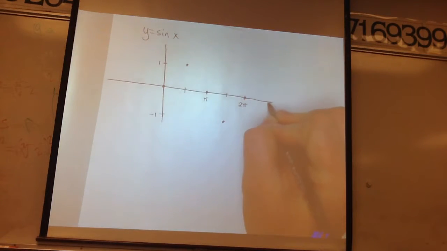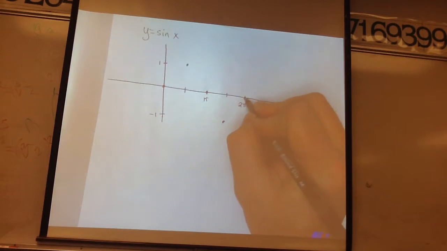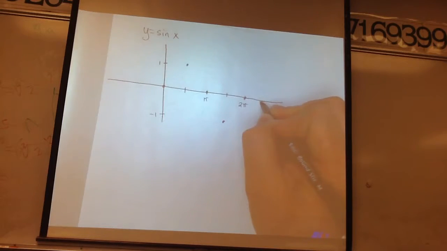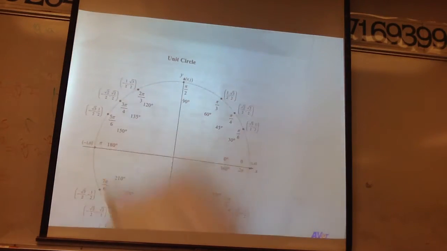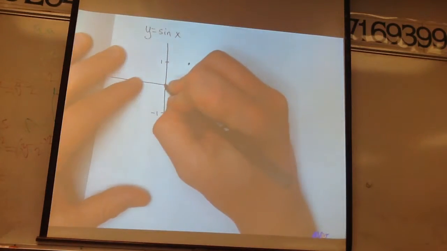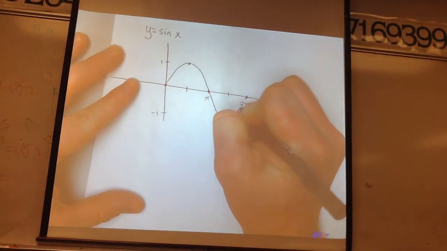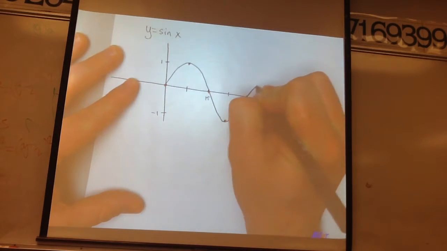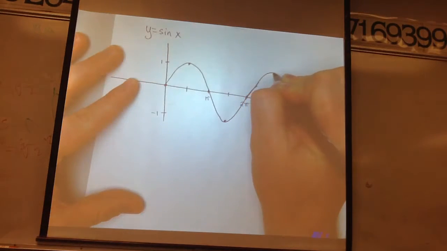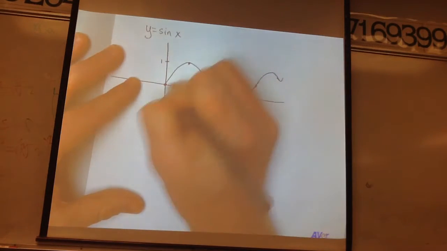And then if I kept going, after 2 pi would be 5 pi over 2. What's going to happen? It would go back to 1. It's just going to keep repeating. So it's between 1 and -1, including those points. It just keeps doing that. It keeps repeating forever and ever.